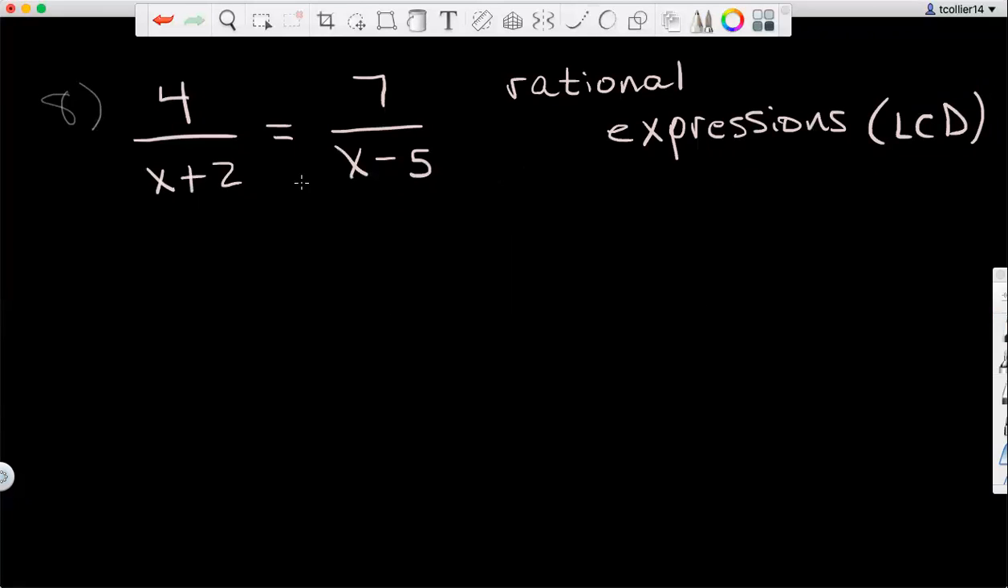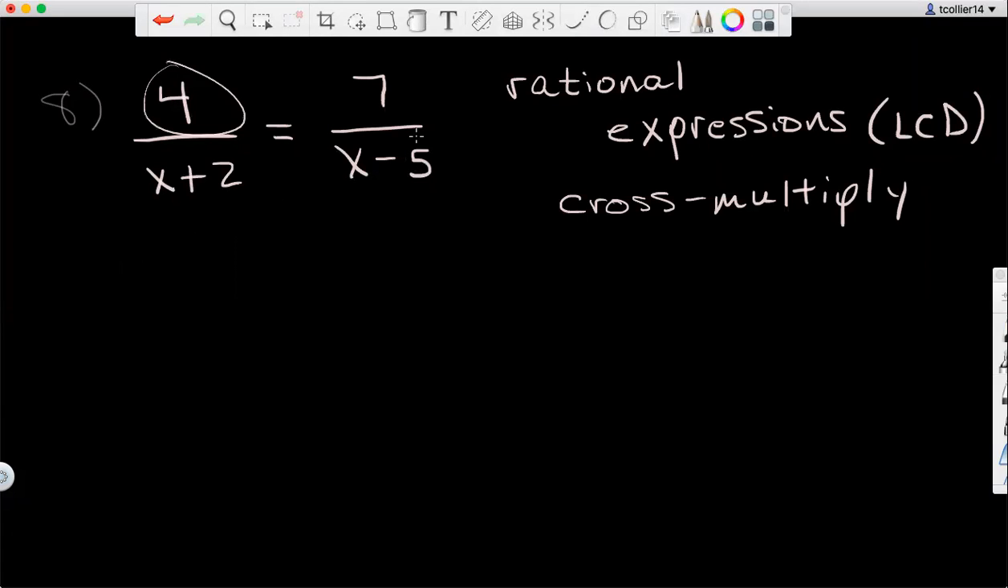Now, do I need to do that for this one? Well, I don't need to do it. I can actually just do cross multiplication. So we're going to cross multiply these. And maybe later, if I have time, I'll show you how to do it by LCD.